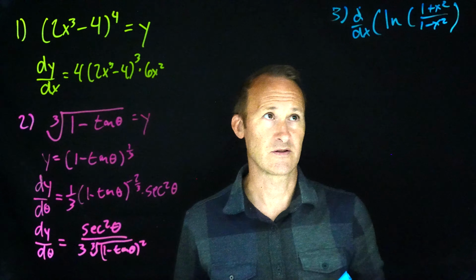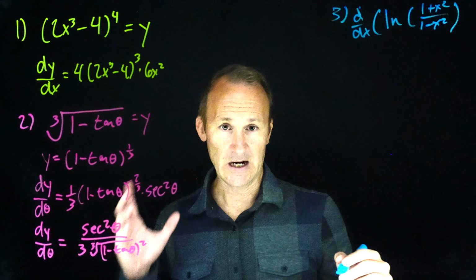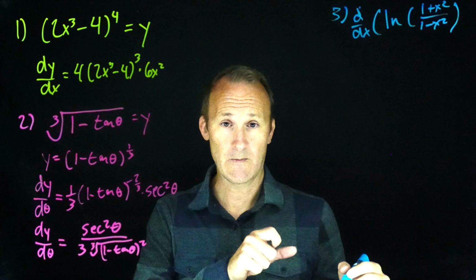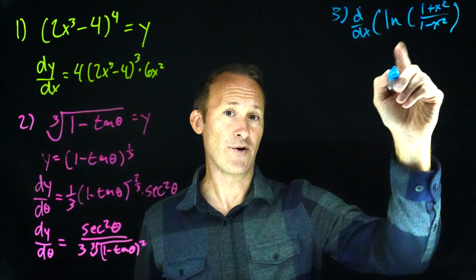Okay, so what does this equal? Okay, this is going to be interesting. So we start at the outside and we've got natural log of something. That's 1 over that piece. So it's going to be 1 over this.